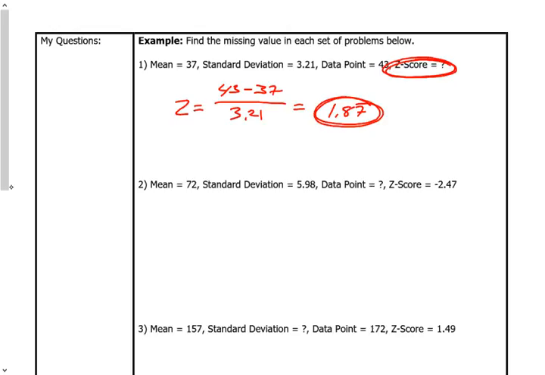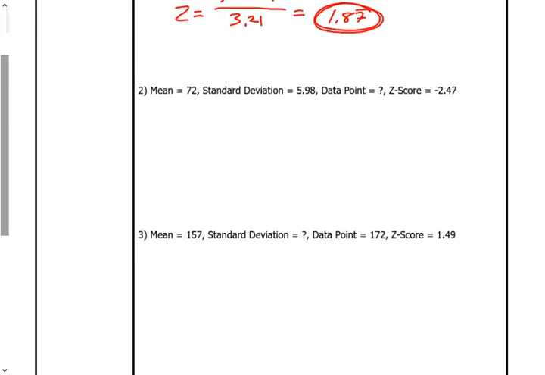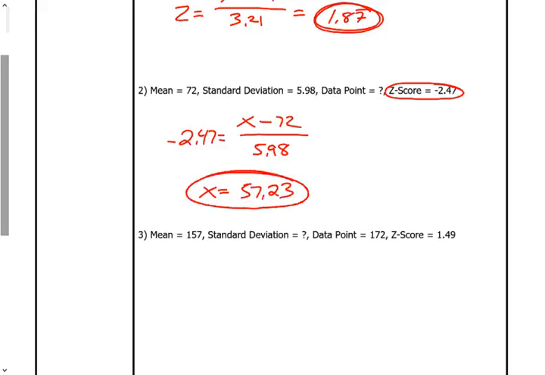Now, watch what happens in 2. I know the z-score. Now look at this person's z-score. It's negative. That means their score is below average. The data point I don't know, so we'll call that x, minus the mean, over the standard deviation. And we're going to solve this for x. Because my z-score is negative, I already know that that value has to be below average. I don't know how much. So we're going to do negative 2.47 times 5.98, add 72, and I get that x, oops, not negative 14, my bad. And I am again rounding that.